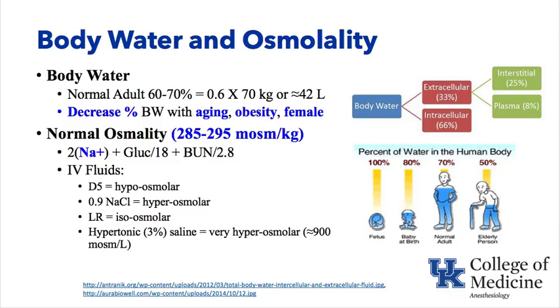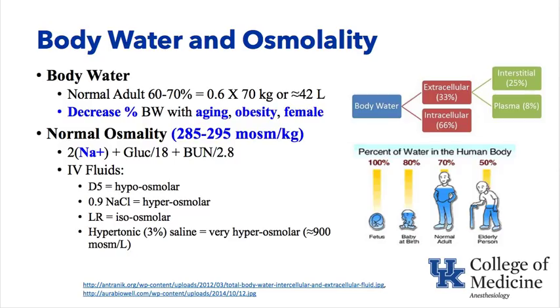Normal osmolality of the body is about 285 to 295 milliosmoles per kilogram. Most of that osmolality is contributed by sodium, and we can use the equation 2 times sodium plus glucose over 18 plus BUN over 2.8 to estimate osmolality. So you can see if someone was severely hyperglycemic or severely uremic, how increased osmolality could occur. But sodium, by far, is the main factor in determining osmolality.